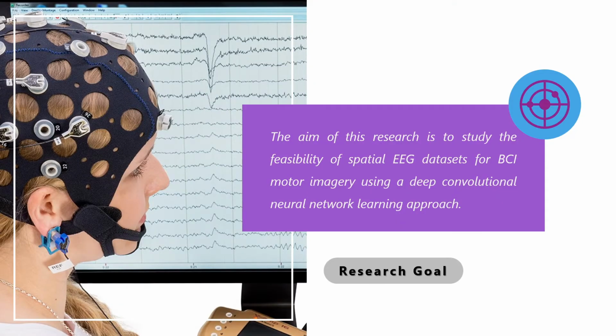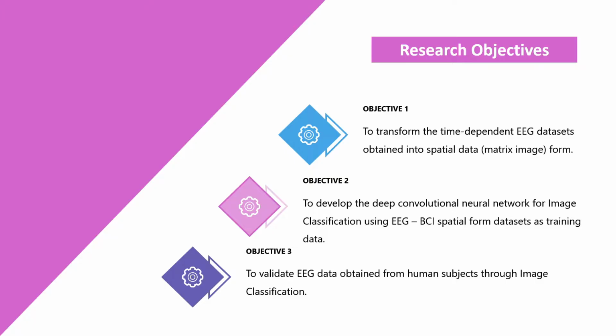The aim of this research is to study the feasibility of spatial EEG datasets for BCI motor imagery using a deep convolutional neural network learning approach. The objective of this research is to transform the time-dependent EEG datasets obtained into spatial data and feed it to the developed deep CNN for image classification.